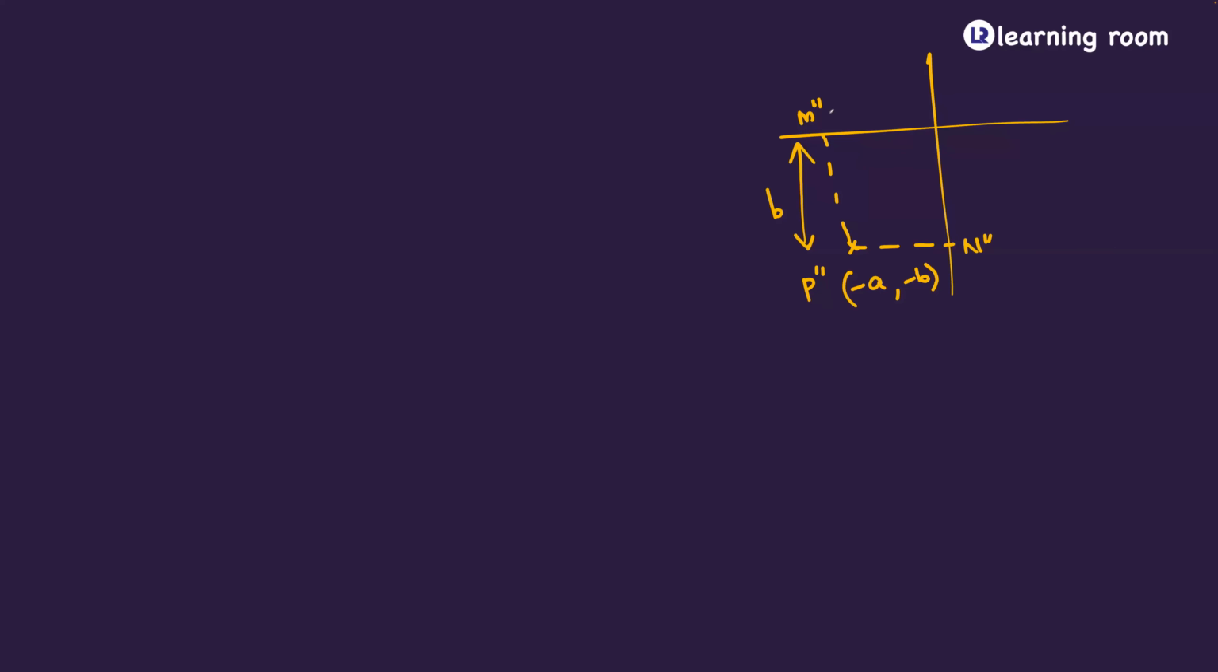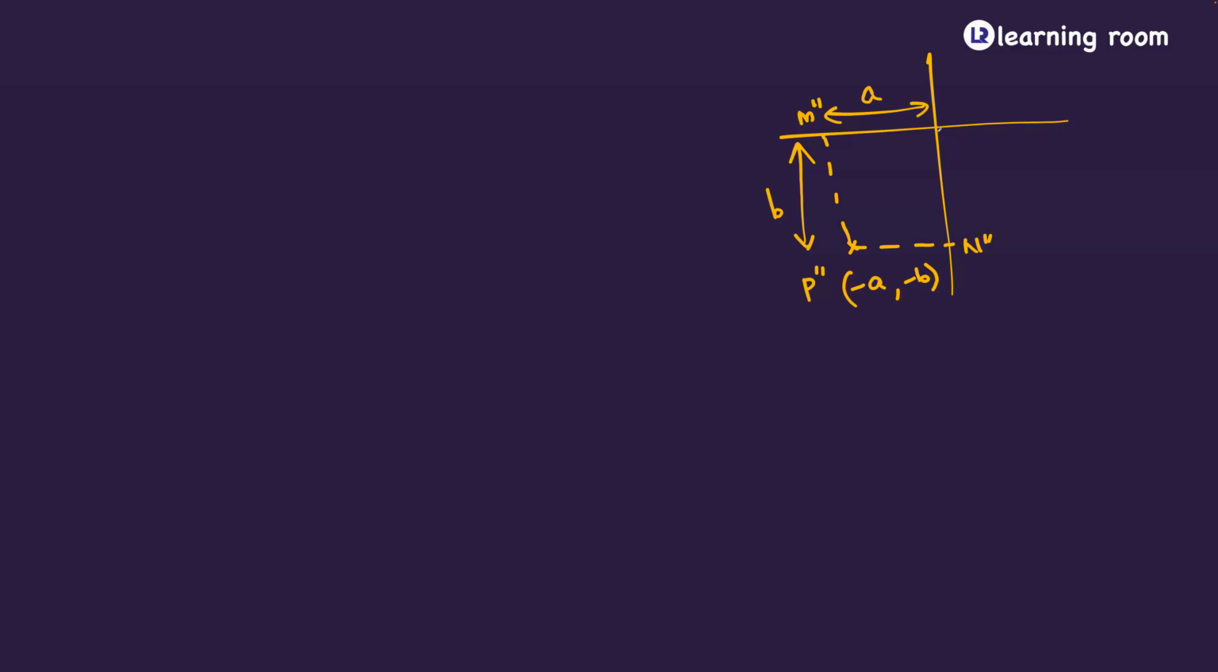So if I bring this discussion to quadrant number 3, then I'll take this point as P double dash, which is minus a comma minus b. A and b both are negative. If I drop the perpendicular again, then what will I get? If I take this to be M double dash, and this to be N double dash, this distance is how much? Distance is b and this distance is a.